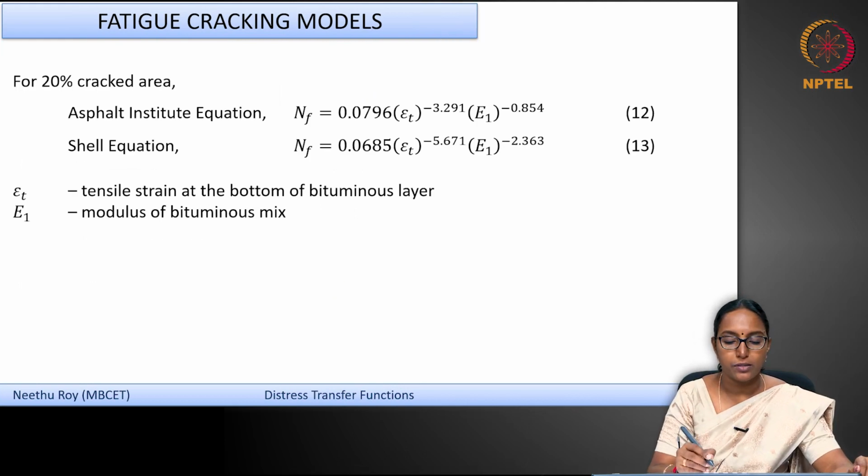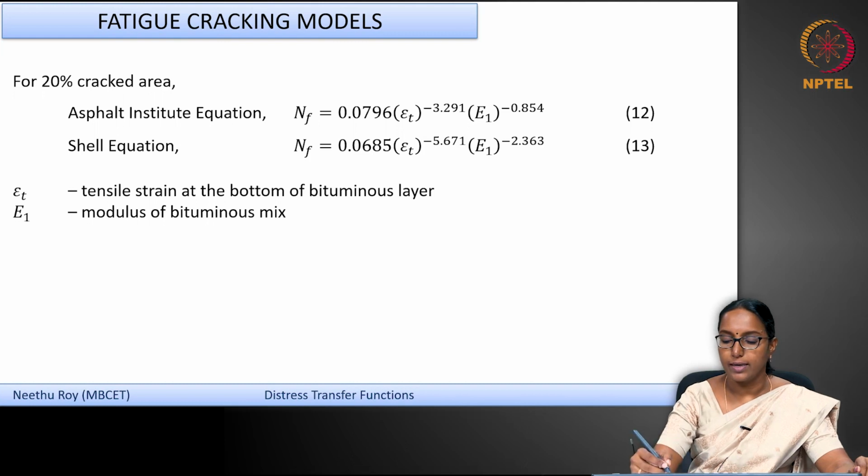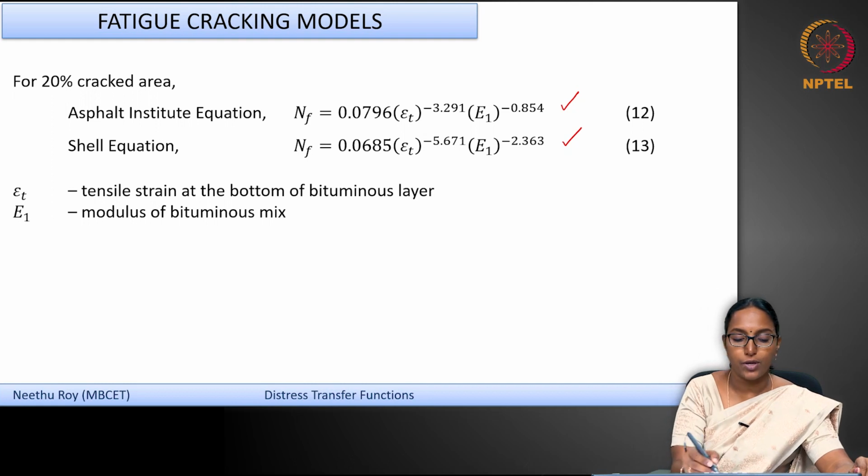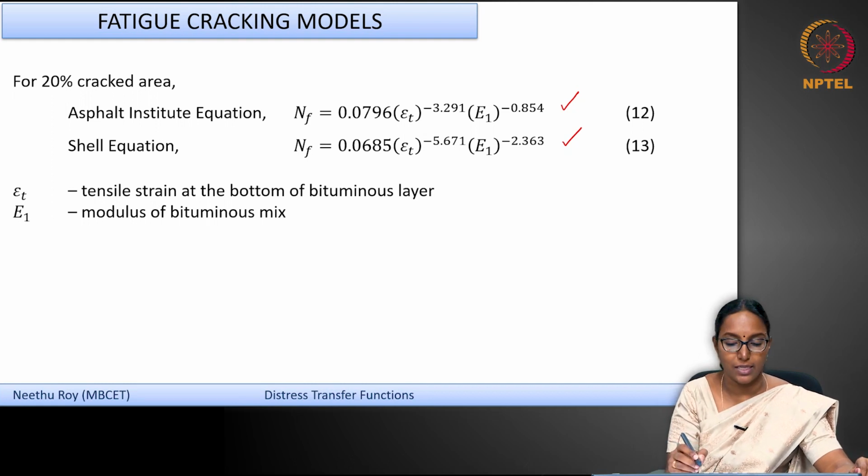Okay. Asphalt Institute has given an NF equation as written here, and the shell equation is also written here. You can see the coefficients vary slightly. Like in Asphalt Institute, the F1, F2, F3 are of the order of 0.07, minus 3.2 and 0.85, and you can see what the corresponding values are in the shell equation.